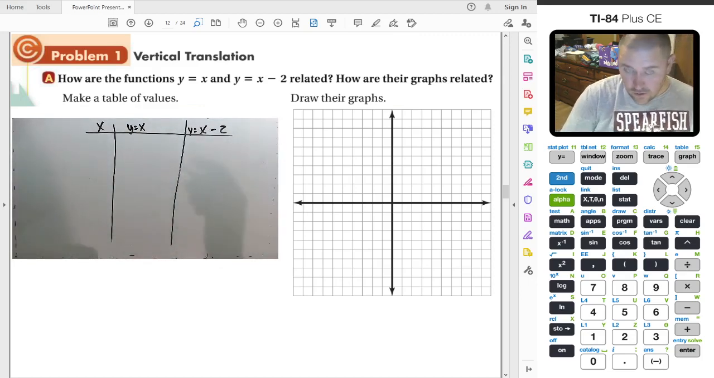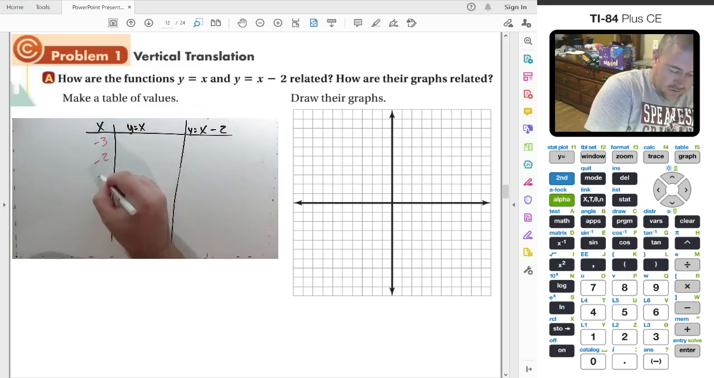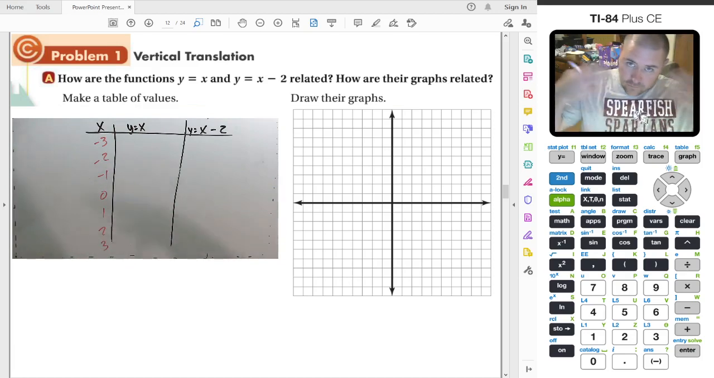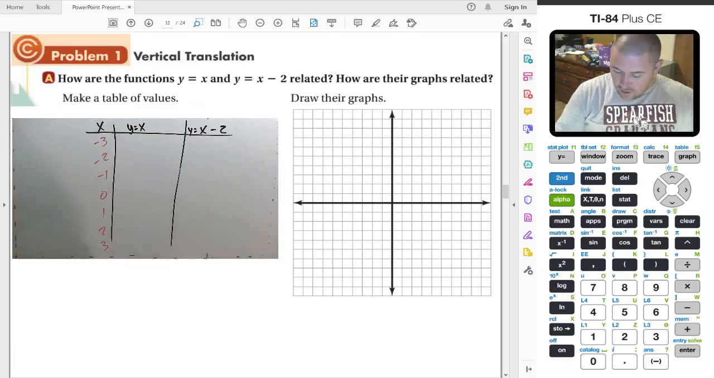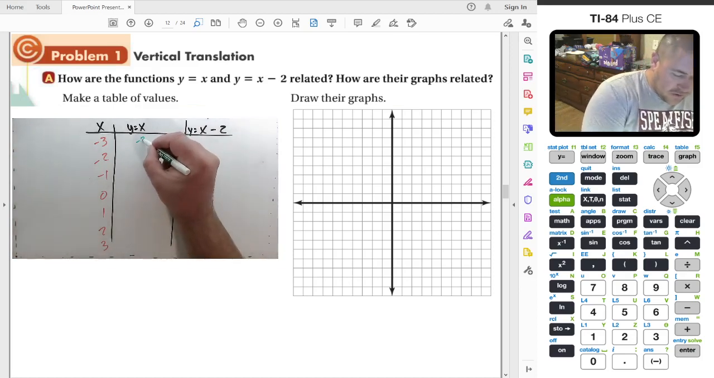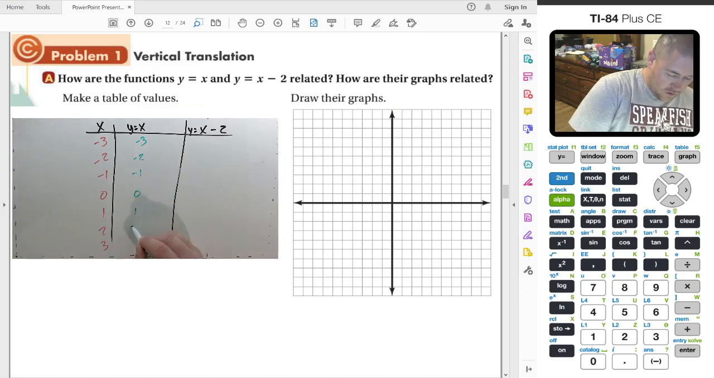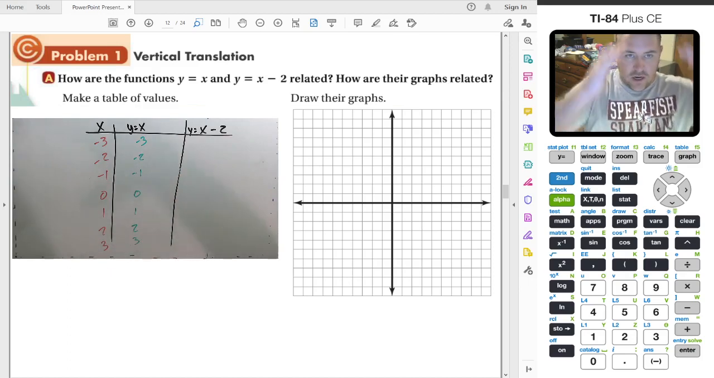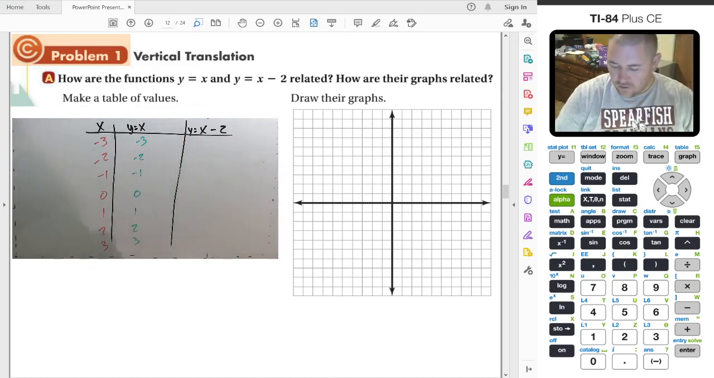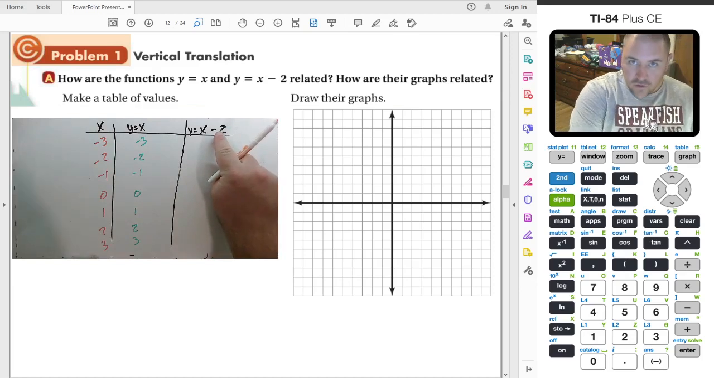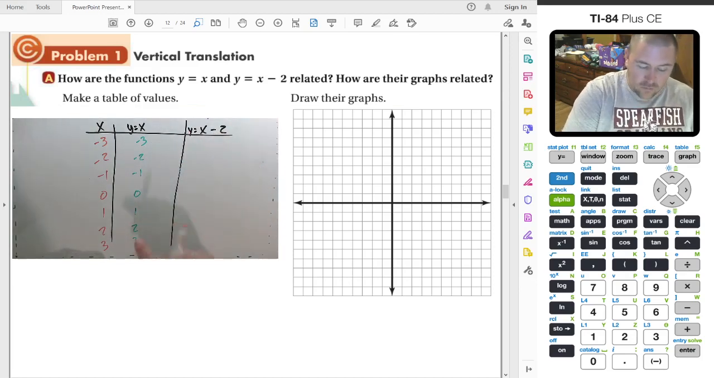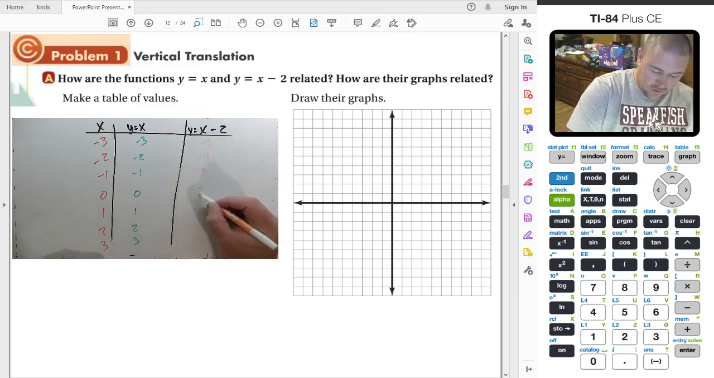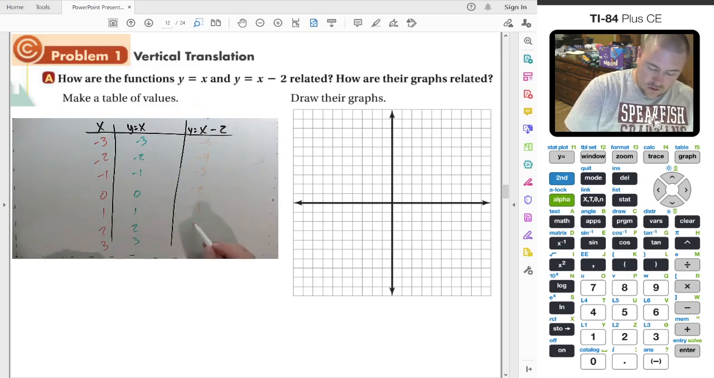If I were to go old school on these, remember making tables like this, -3, -2, -1, 0, 1, 2, 3. In my original equation, I plug in -3, -2, -1, and so on, and I get those exact same things, -3, -2, -1, 0, 1, 2, and 3. If I take that function and I literally shift it down 2, I'm taking another 2 away from each of these outputs. So now it's at -5, -4, -3, -2, -1, 0, 1.